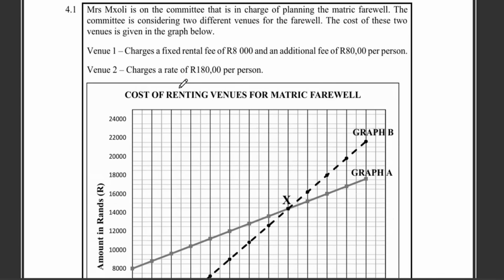Mrs. Holos is on the committee that is in charge of planning the matric farewell. The committee is considering two different venues for the farewell. The cost of these two venues is given in the graph below. Venue 1 charges a fixed rental fee of 8,000 and an additional fee of 80 Rand per person, whereas venue 2 charges a rate of 180 per person.